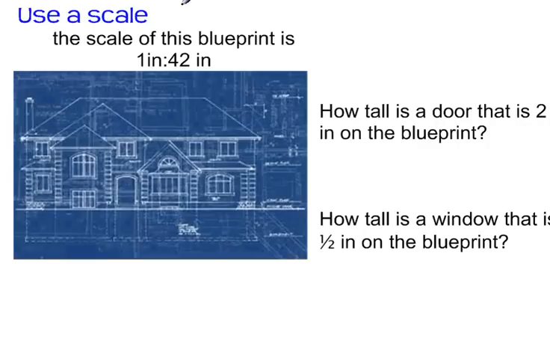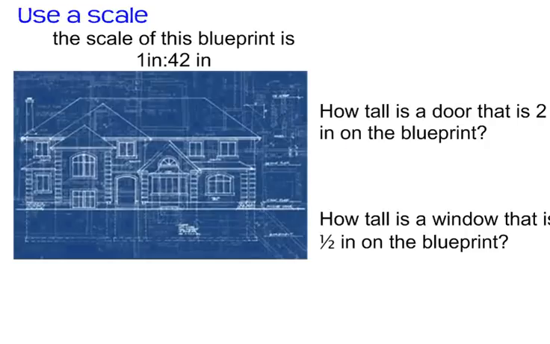We can also use scale to solve problems, like in this example of a blueprint. Blueprints are used to show what a house will look like before it's built. This is an example of an elevation drawing, what the outside of the house will look like. On this particular blueprint, you couldn't see the scale, so I wrote it for you here. On this blueprint, 1 inch is 42 inches in real life. So on this blueprint, how tall is a door that would be 2 inches on the blueprint?